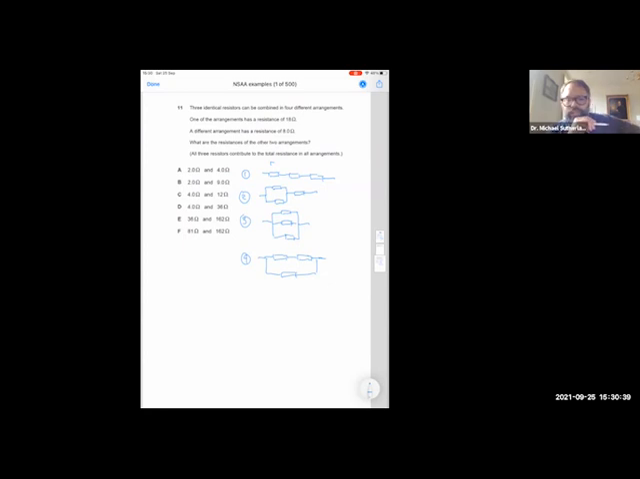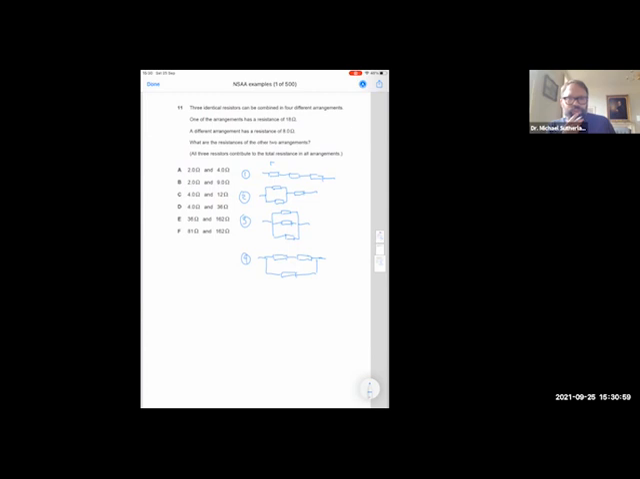And note that little hint at the bottom of the question. All 3 resistors contribute to the total resistance in all arrangements. So that discounts some crazy circuit where you just stick the resistor off somewhere else and it's not contributing to the overall resistance. So the current is definitely flowing through the resistor, and that's why we can narrow it down to these 4 configurations.